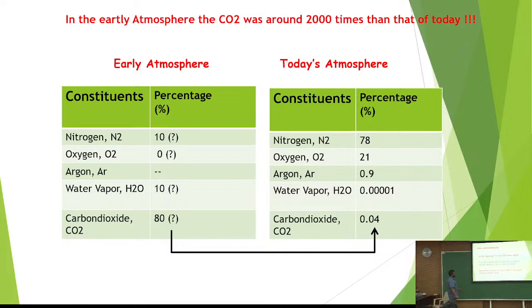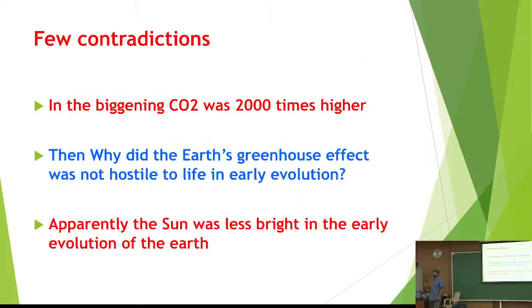There must have been something that kept life as we see it today, or not in the same form, at least for the microbes, right. What kept the atmosphere in balance? Apparently, the sun was also less bright in the early evolution of the Earth due to less nuclear fusion, which we call the Faint Young Sun paradox. I think you probably know this, some of you have probably heard of it.